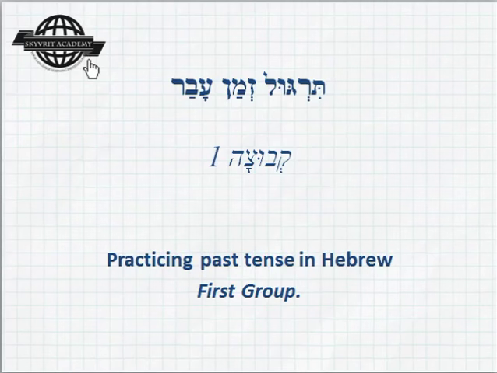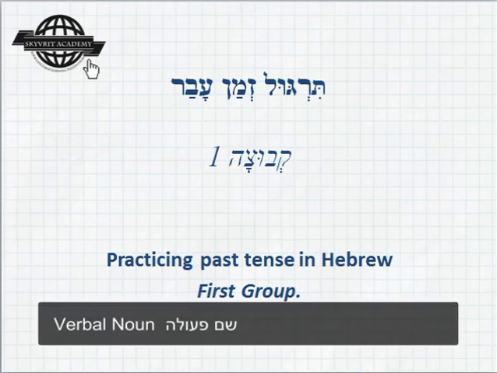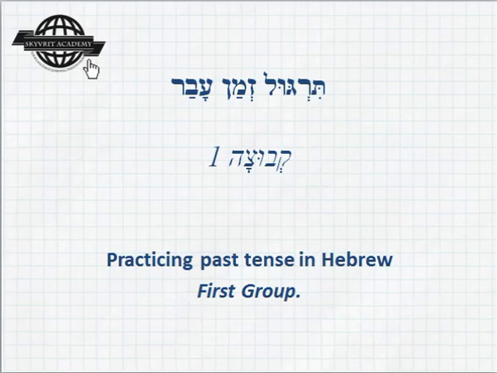In Hebrew, we say shem peula. It means that this is literally the name of the action. So I'm not always sure how I should be conjugating this one. How should I say this? What the pronunciation should be in the different pronouns.